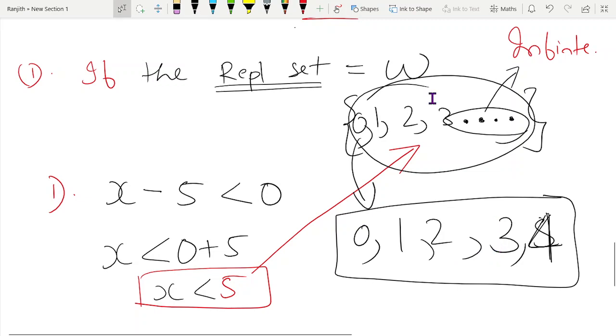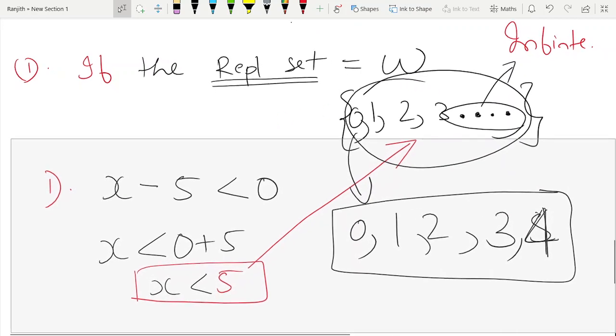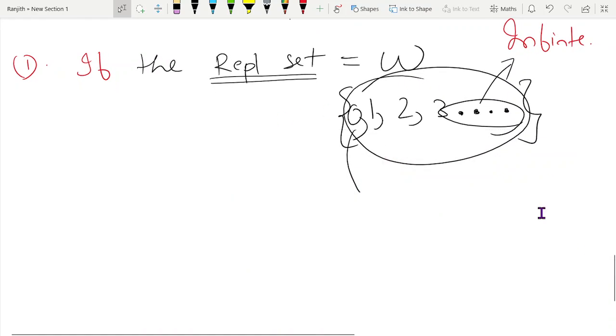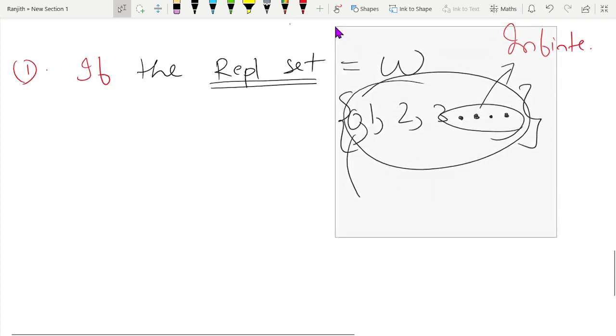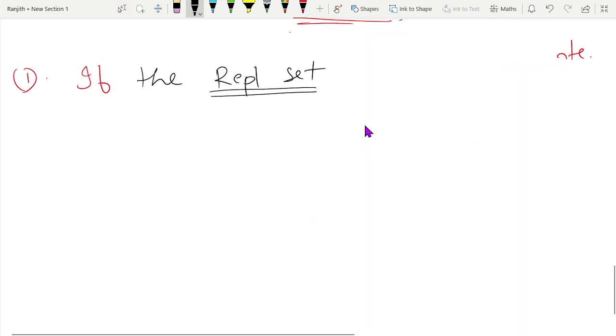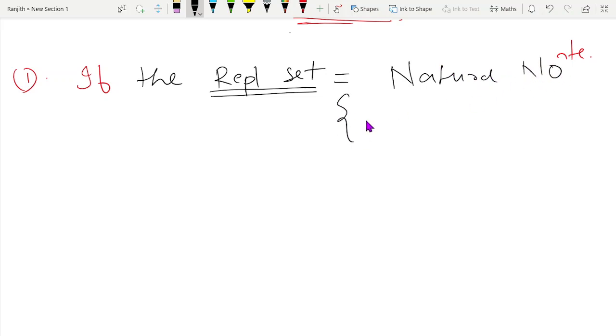Okay, will you all try the second question? Look, the replacement set is fixed for the first four questions. What is the replacement set given? The set of natural numbers. So remember, natural numbers start from 1, 2, 3. Better write it like this. Okay, now try the second question.